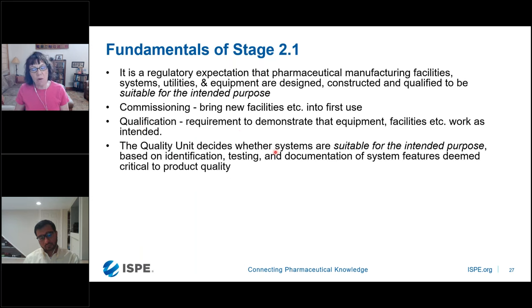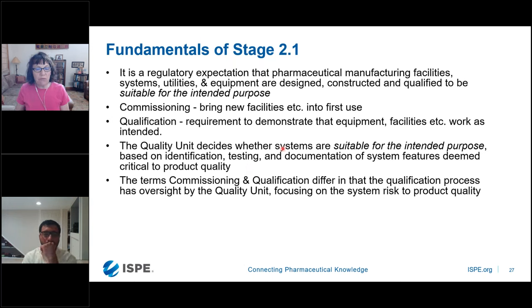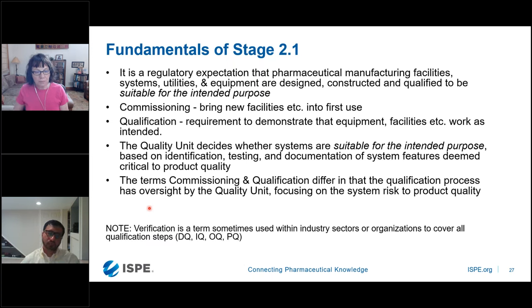The quality unit is the function that decides whether systems are suitable for the intended purpose, based on testing and documentation that have been deemed critical to product quality. The terms commissioning and qualification differ in that the qualification process is overseen by the quality unit, focusing on the system risk to product quality, that idea of suitable for intended purpose to deliver quality product. Verification is a term that sometimes is used within industry sectors or organizations to cover all the qualification steps, DQ, IQ, OQ, and PQ. I'll talk about verification in an upcoming slide.